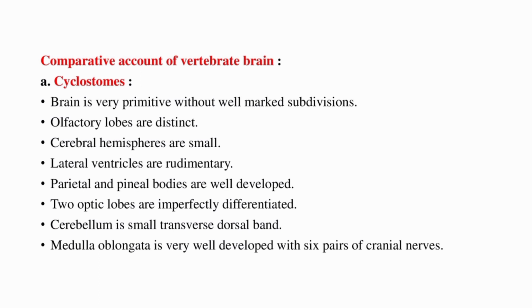First we can see for cyclostomes. Brain is very primitive without well marked subdivisions. Olfactory lobes are distinct. Cerebral hemispheres are small. Lateral ventricles are rudimentary. Parietal and pineal bodies are well developed. 2 optic lobes are imperfectly differentiated. Cerebellum is small, a transverse dorsal band. Medulla oblongata is very well developed with 6 pairs of cranial nerves.